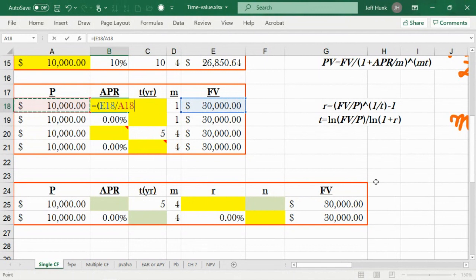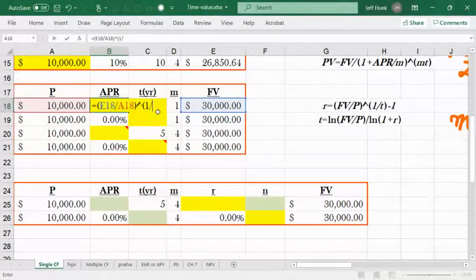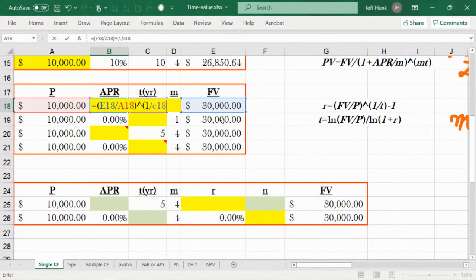FV over PV, right? These two, raised to 1 over N, and it's 5 years, and that 5 is in C18. I would like to click it in, but since this formula is hanging over, overlapping column C, you can't click it in. Then you will just need to manually type it in, C18, and then -1.